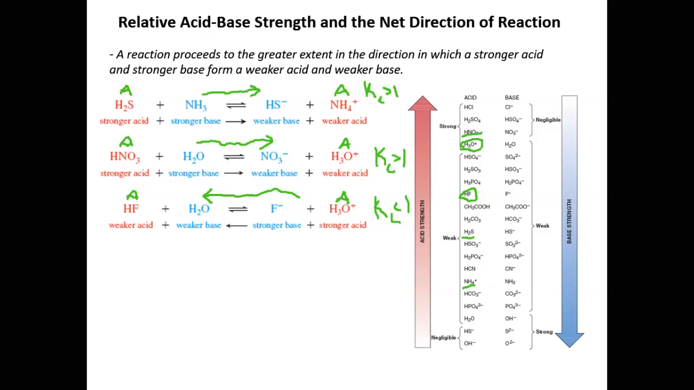Just to give you a little bit of prelude to bases, NH3 is a stronger base than HS minus. And the reason is the opposite of the acid. Since N is less polarizable than S, it makes it a stronger base.